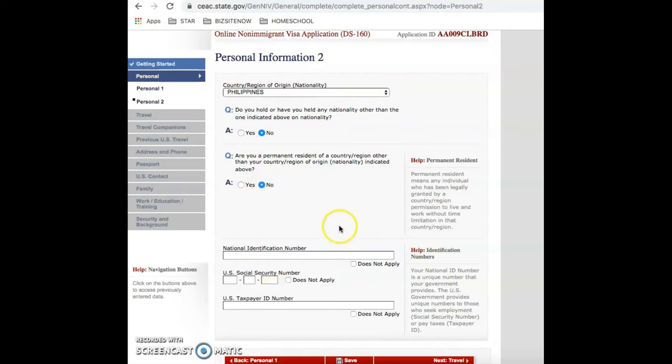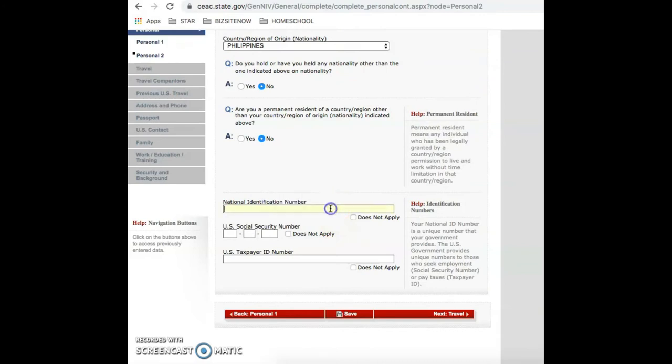So, just click no. And for your national identification number, ito yung isa sa mga fill in the blanks na ang mga nakikita ko usually na sinesearch online. This is your national ID number. Wala tayong national ID number sa Pilipinas kung ang tawag natin doon ay ang tax identification number. So that already applies. So ilagay nyo lang yung TIN number nyo dito. If you don't have a TIN number, then just click does not apply.